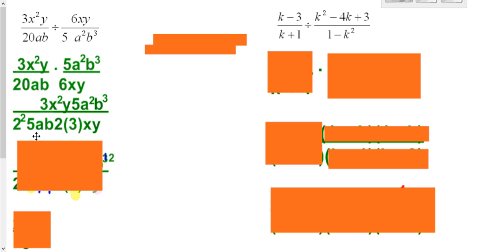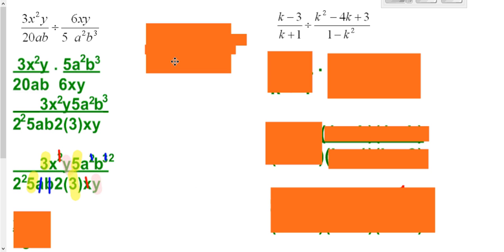Which one has more a's? Top has one more a. Look at the b's. The top has 2 more b's. And then you look at what's left, and you have on top an x, an a to the first, and a b squared. On the bottom, you have your 2 squared, and a 2, which gives you 8 on the bottom.